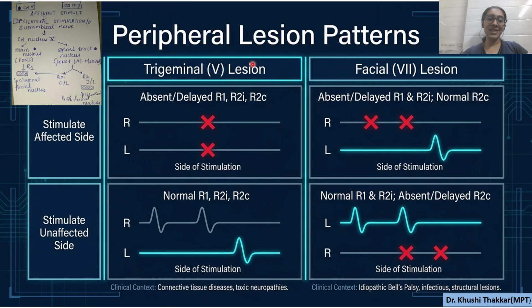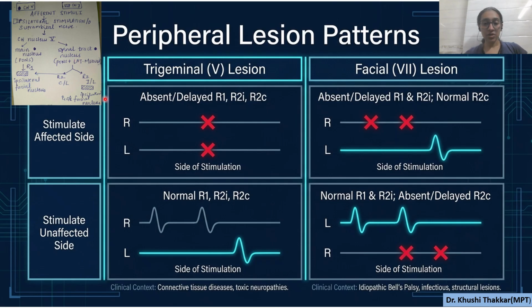Next comes your facial nerve nucleus of any one side if it is affected. For example, this right side is affected. Okay. So on the right side you will get R1, you will get R2, and one contralateral R2, right? Since your facial nerve nucleus itself is affected, you will have absent or delayed R1 and R2, but your contralateral R2 is going to be normal.